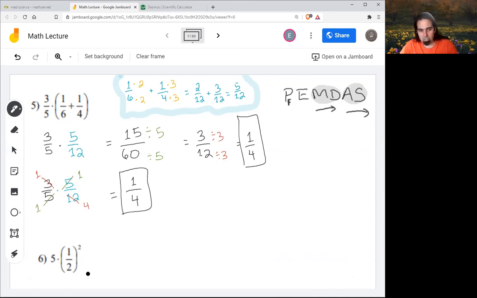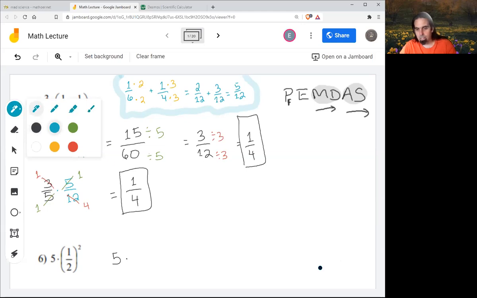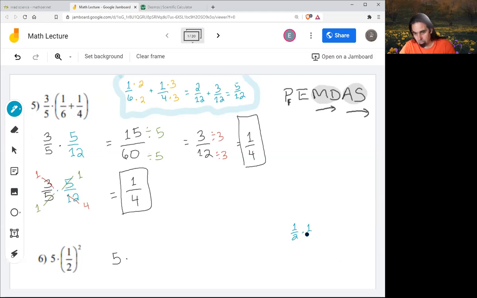Okay, number 6. I have 5 times something. So I need to do a 1/2 times a 1/2. Again, I'll do it kind of off on the side. I don't need common denominators. I'm multiplying, so I don't need to put some space between my fractions and my multiply sign. So multiply across the top, 1 times 1 is 1. Across the bottom, 2 times 2 is 4. And there we go.